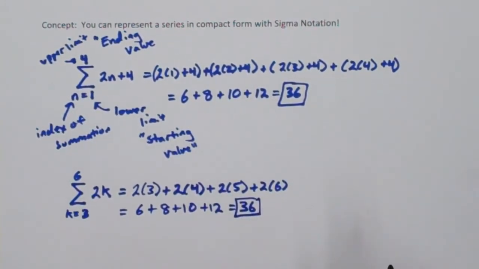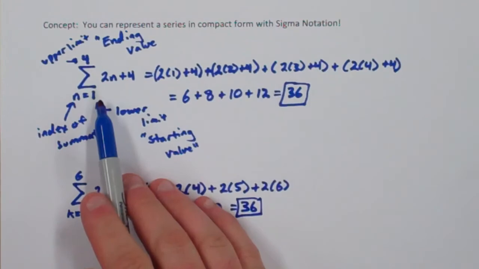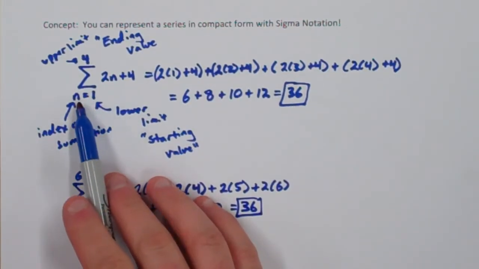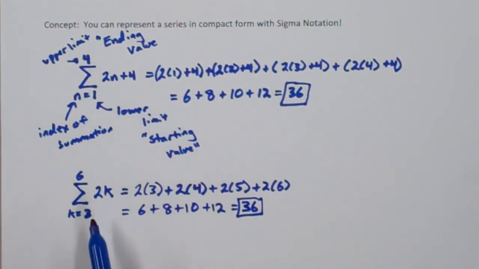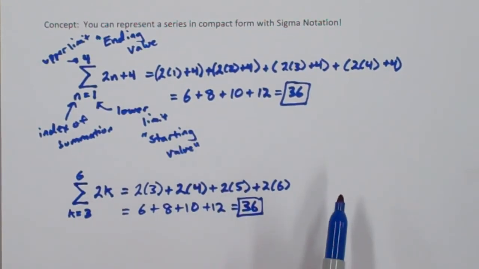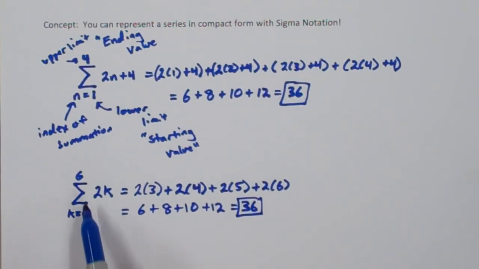So there are many different ways that you can write a series in sigma notation. Sometimes it's necessary to write it with the lower limit being 1, and other times it's fine to simplify your general term, but then you're probably going to need to change your starting value and your ending value.